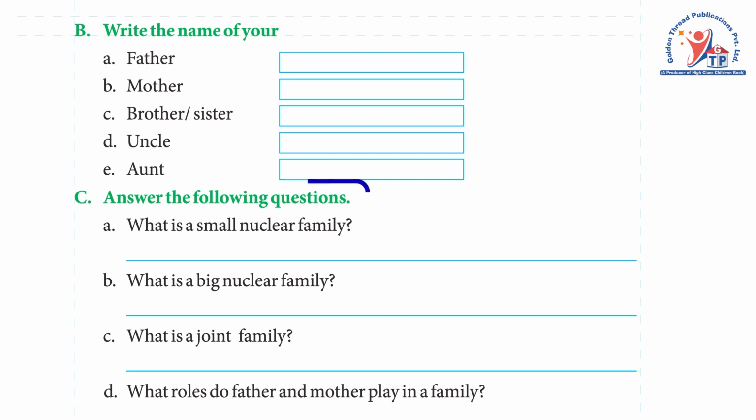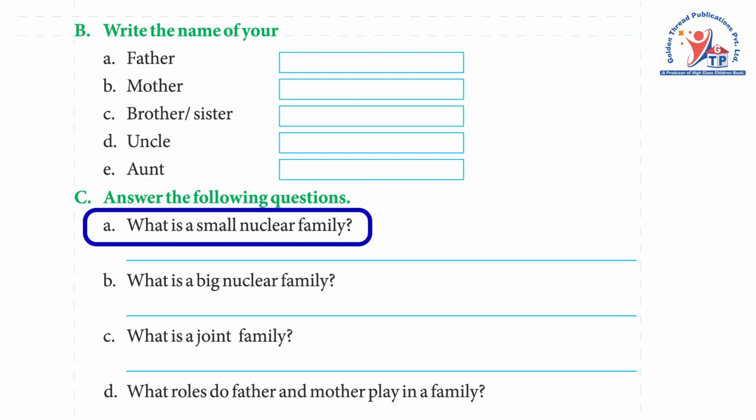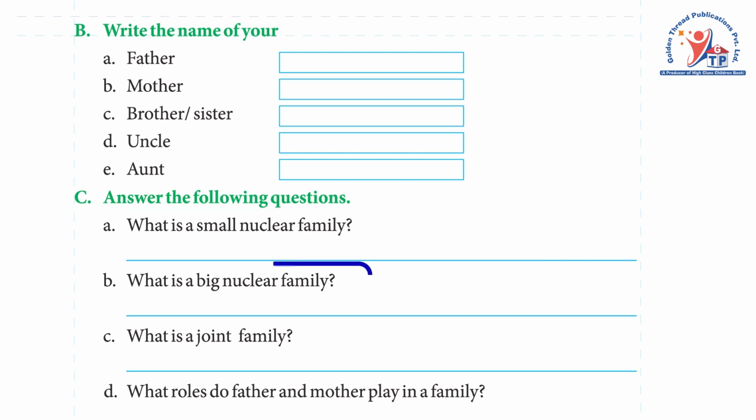C. Answer the following questions. A. What is a small nuclear family? Answer: a family that has one set of parents and their children living in the same house is called a small or nuclear family. B. What is a big nuclear family? Answer: a family that has more than one set of parents and their children living together in the same house is a big nuclear family.